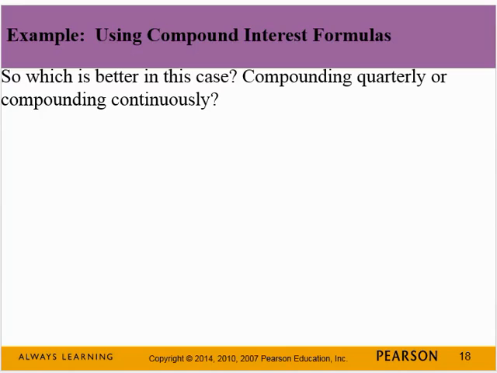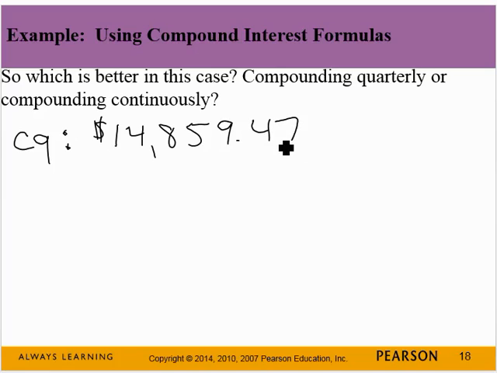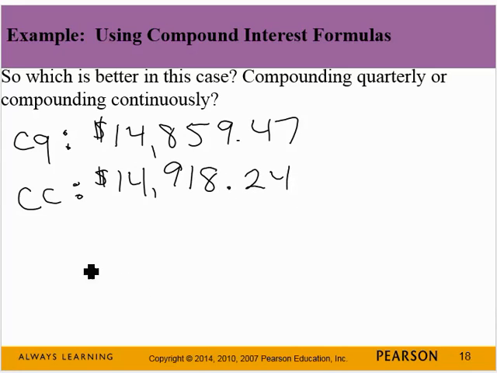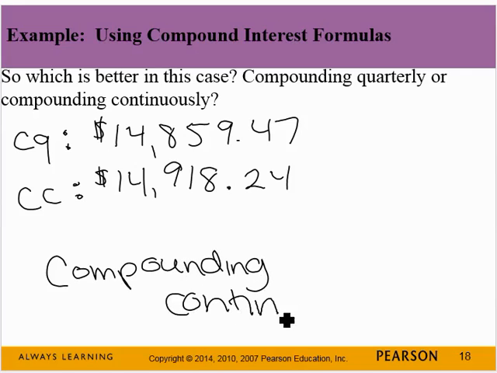So in this case, which is better, compounding quarterly or compounding continuously? If we were compounding quarterly, we had about $14,859.47. If we're compounding continuously, we had about $14,918.24. So in this case, compounding continuously is a better choice.